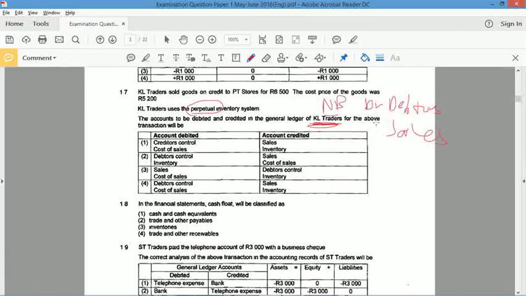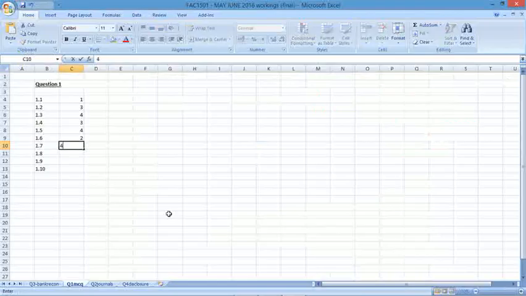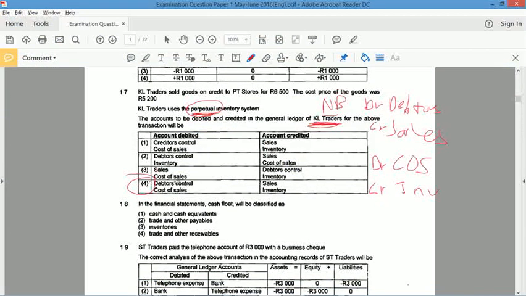Debtors would have been debited, sales would have been credited. And it's perpetual, so you'll have a debit for cost of sales and you'll have a credit for inventory. There are 4 accounts because it's a perpetual system. So debit debtors, credit sales, and then debit the cost of sales, credit the inventory. Option 4 is correct.